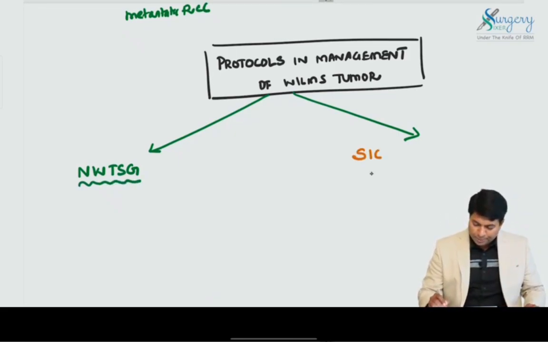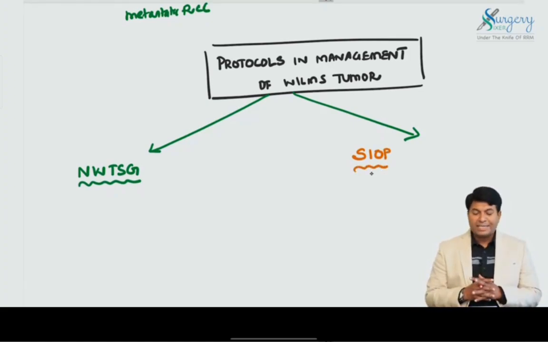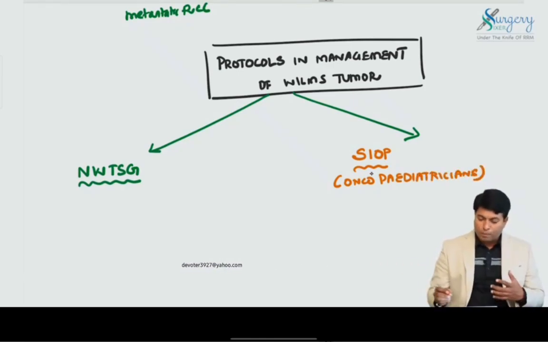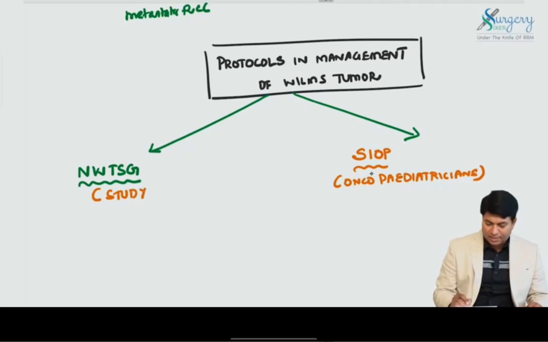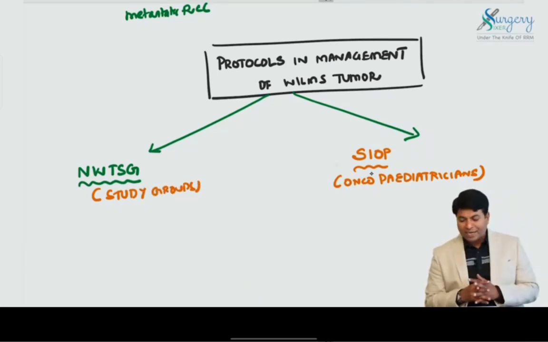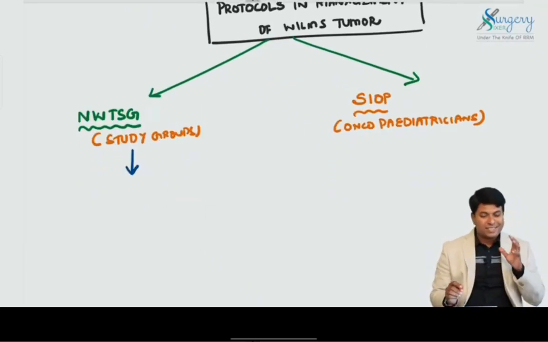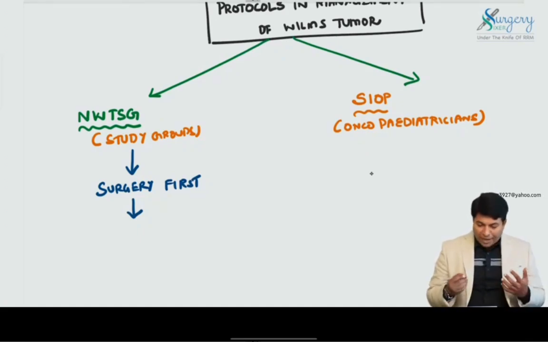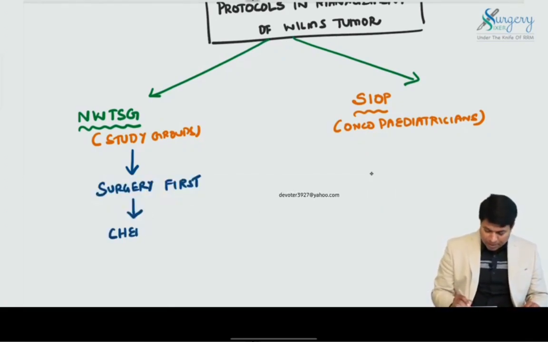and another is the SIOP protocol, the International Society of Oncopediatricians group. So there are two types: National Wilms Tumor Study Group and SIOP protocol. What they do in the NWTSG group is, as soon as they catch the baby, surgery is done immediately. Surgery is done first, followed by chemotherapy. Surgery first, followed by chemotherapy.